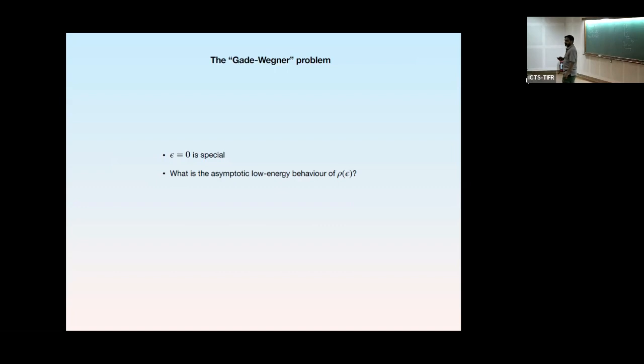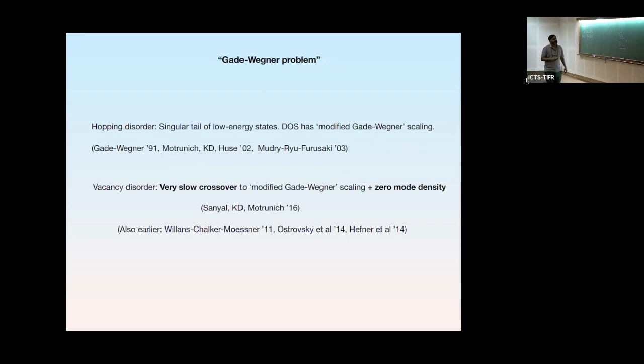So this, without the vacancies, is what's called the Gade-Wegener problem: just random hopping on a bipartite lattice at zero chemical potential. So epsilon equal to zero is special, and the Gade-Wegener problem asks, what's the asymptotic low energy behavior of rho of epsilon? That was their question, which they managed to answer. And it has a pretty baroque answer, in the sense that the density of states near zero has a divergence with some very complicated form.